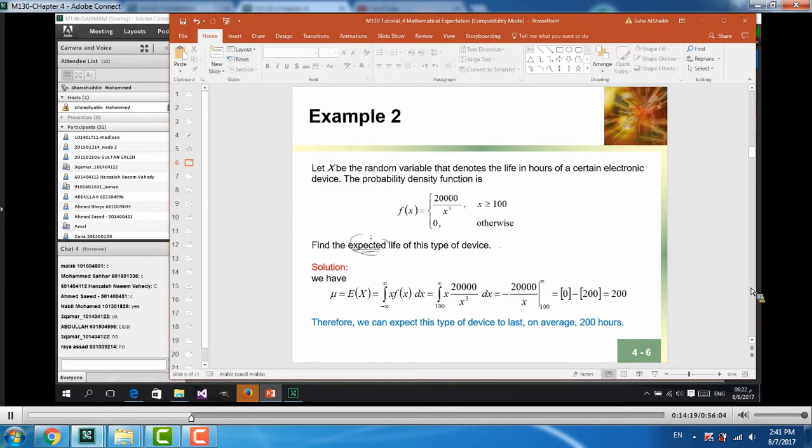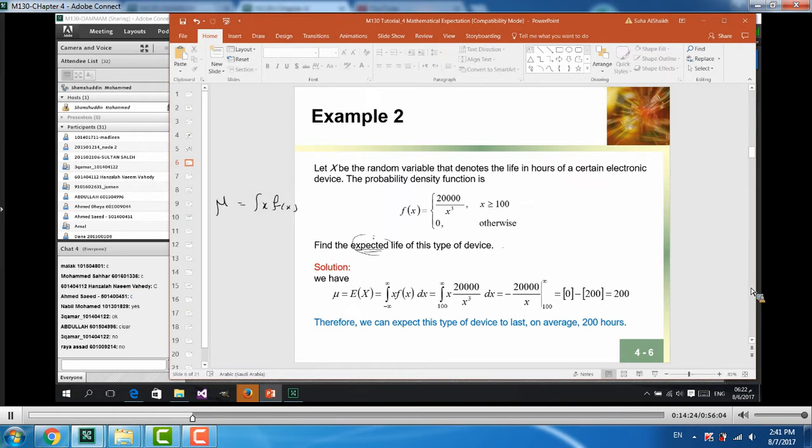I know that the expected life, the mean or the average, is the integral of x times f(x), from minus infinity to infinity of course. But my function starts from 100, so we can shrink this to be from 100 to infinity of x f(x). x f(x) means x multiplied by 20,000 over x cubed. One of the x's cancels, so you remain with x squared.